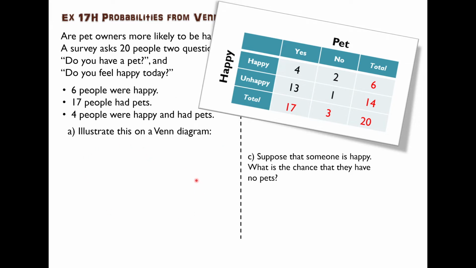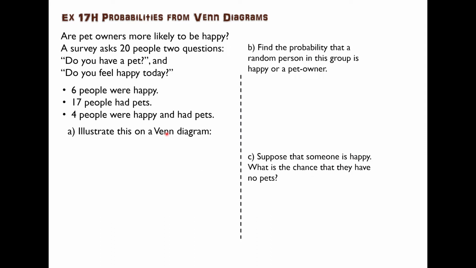And we're going to use Venn diagrams to do this. Venn diagrams are great when there are two different events and either of them could either be one thing or something else, true or false. For example, we'll use the same scenario as last time. Are pet owners more likely to be happy?